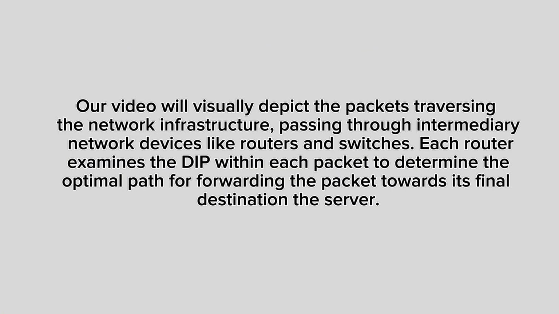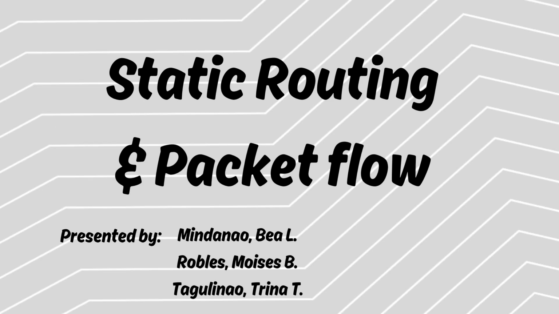Our video will visually depict the packets traversing the network infrastructure, passing through intermediary network devices like routers and switches. Each router examines the DIP within each packet to determine the optimal path for forwarding the packet toward its final destination, the server. Upon reaching the server, the packets are reassembled to reconstruct the original request.